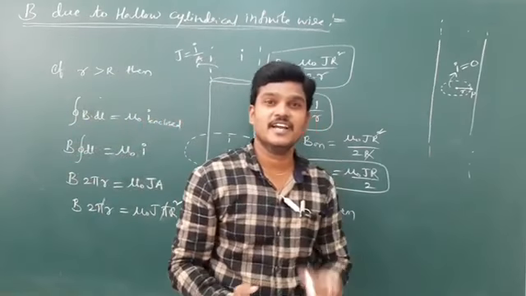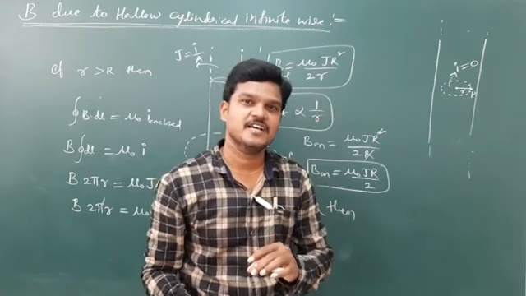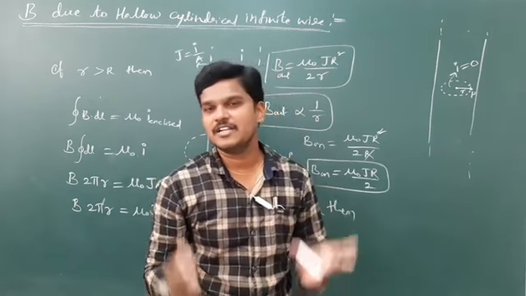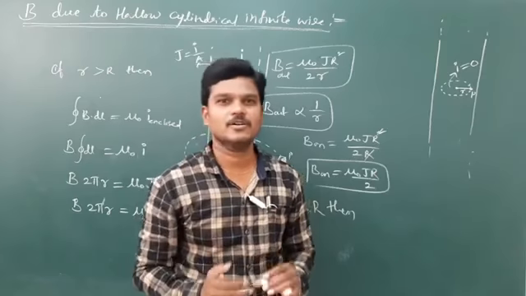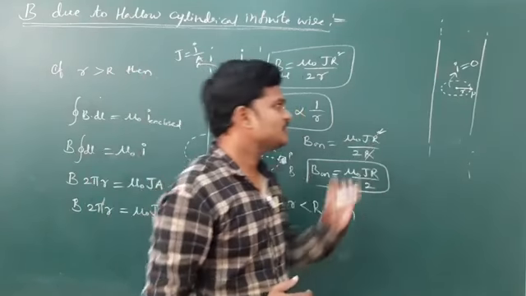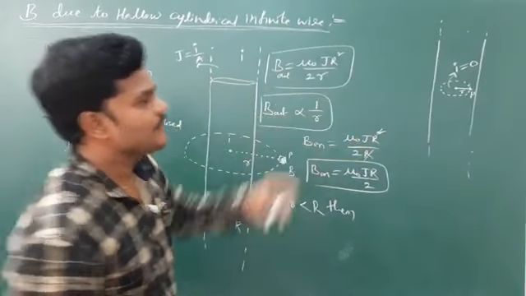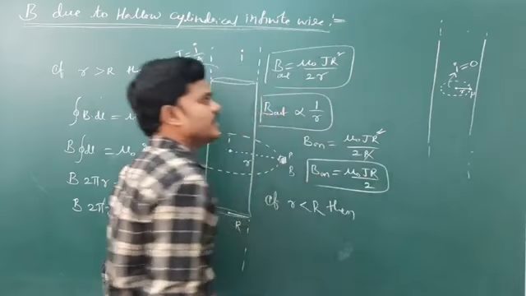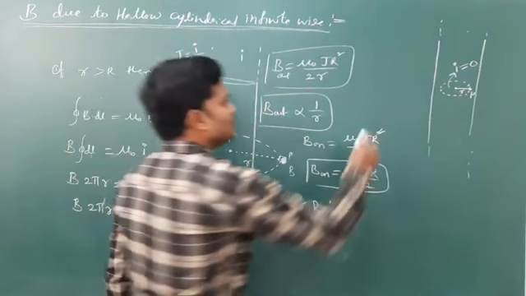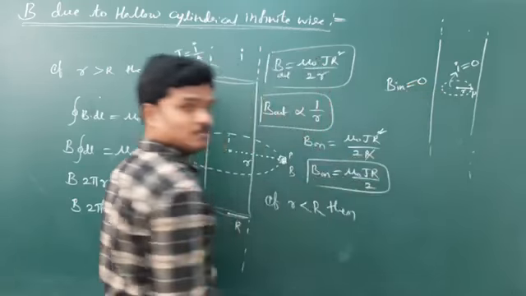Inside the spherical shell, electric field intensity is 0, because if you draw any Gaussian surface inside the spherical shell, that Gaussian surface does not enclose any charges. So field is 0. Here also field is 0 because this Amperian loop does not enclose any current. So B inside is 0.